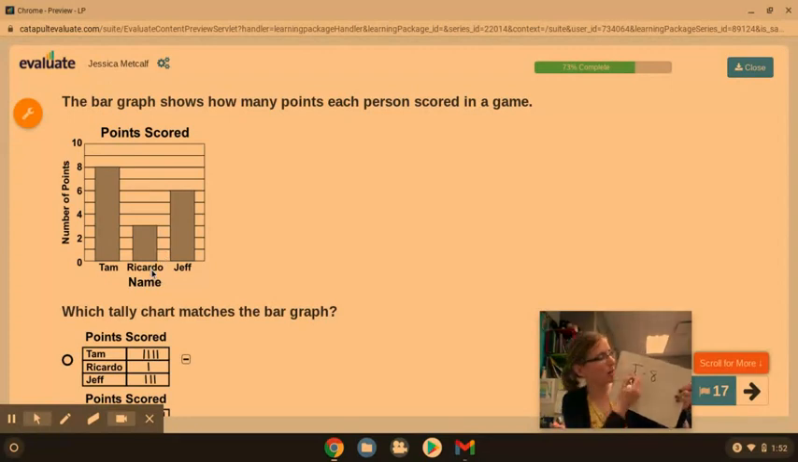And then Ricardo, I'm going to put with an R. He scored, now there isn't a number here, but if it's between 2 and 4, it's just counting by ones each line. So 1, 2, 3. He scored 3, and they didn't put 3 just to make the graph less kind of boggled down with all these numbers. And then Jeff scored 6 points.